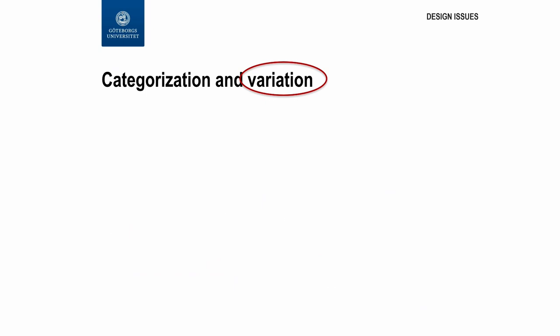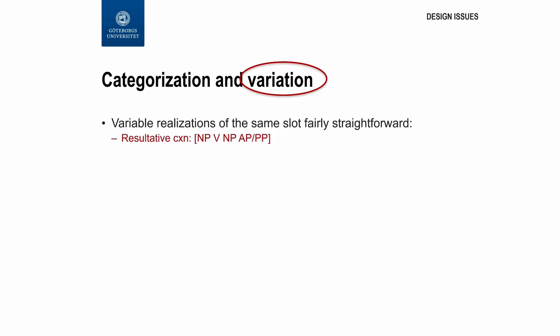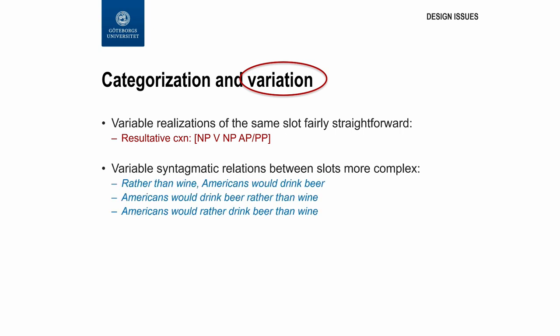Turning to variation, if it's variable realization of the same slot, it's fairly straightforward. So you could say that the result of a resultative could be either an adjective phrase or a prepositional phrase. But when you have variation in the syntagmatic realization, it gets more... I mean, it's not in itself that complex.